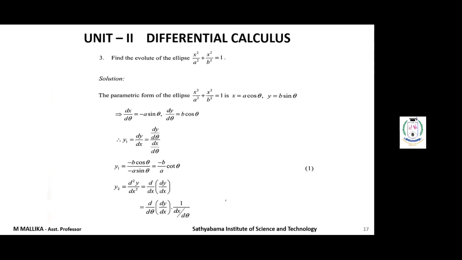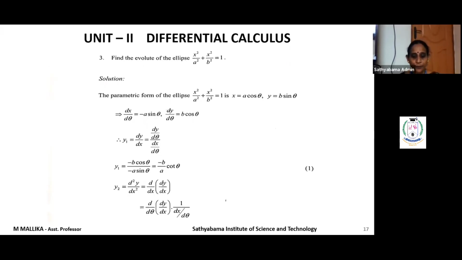Yes. So we will see one more problem, the evolute of the ellipse. What is the first step? Write the parametric form. What is the parametric form of the ellipse? x is equal to a cos theta, y is equal to b sin theta. So here the parameter is theta and not t. So what should I be finding out? dx by d theta and dy by d theta.